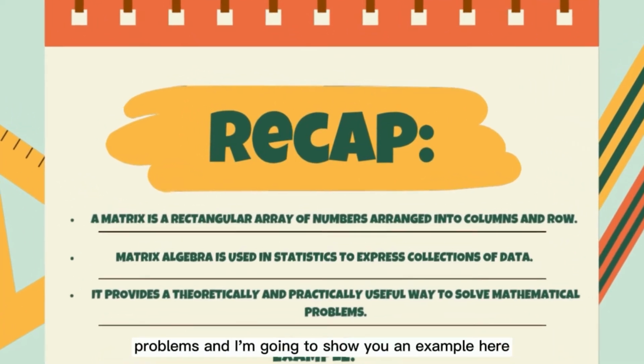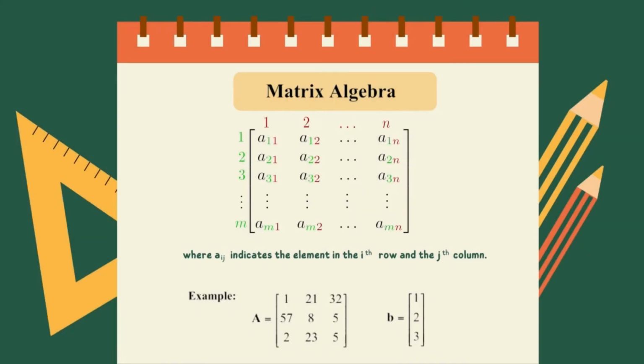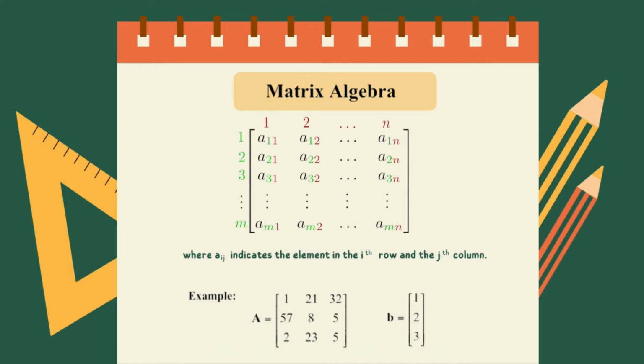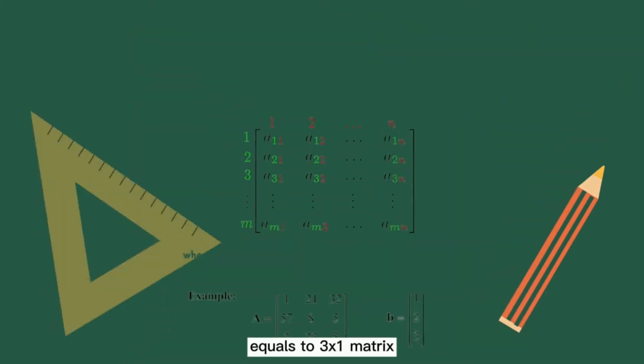I'm going to show you an example here. In this example, we can see there are numbers in red and green colors. The red represents rows, while the green stands for columns. Notice that Aij indicates the element in the i-th row and the j-th column. For the example below, we can see the first, A, is a 3 times 3 matrix and the second one, B, is a 3 times 1 matrix.